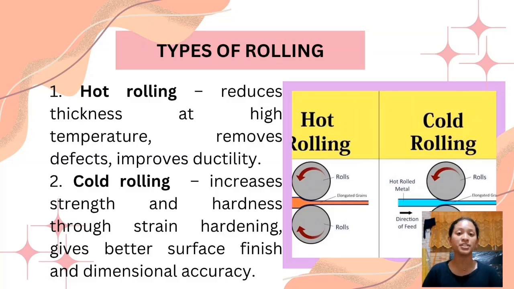So, in simpler and shorter terms, hot rolling is easier for shaping, removes defects, and also improves ductility, but leaves a rough finish. While cold rolling gives harder, stronger metal, a smoother surface, and is more precise.